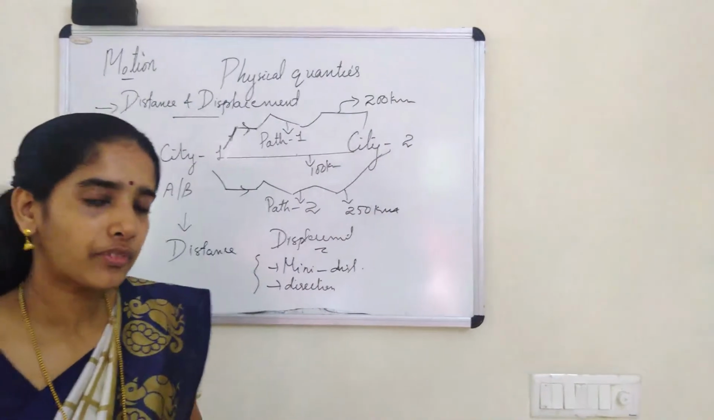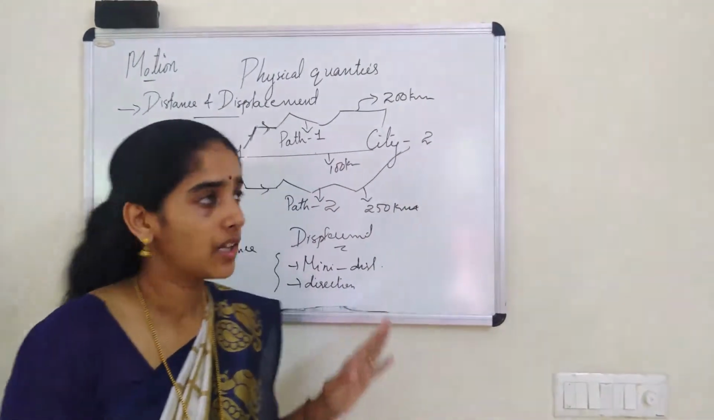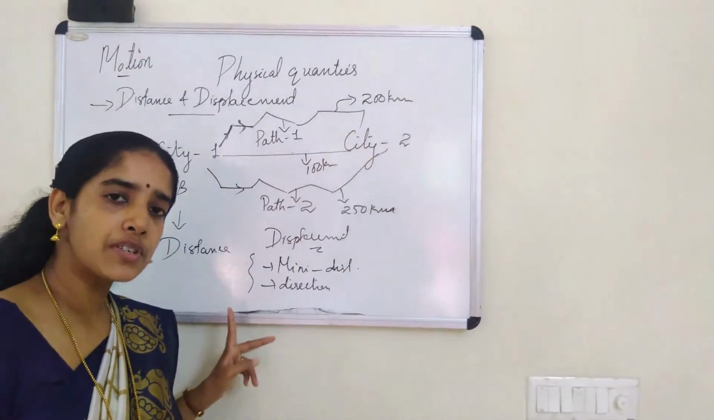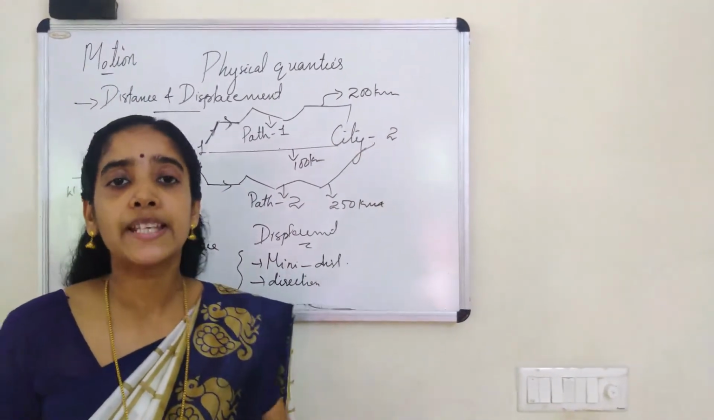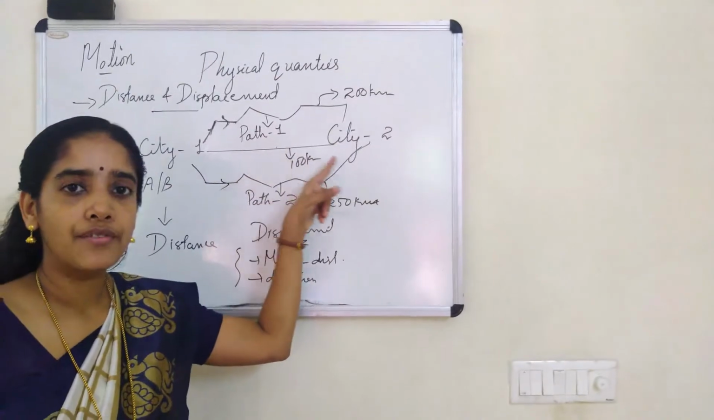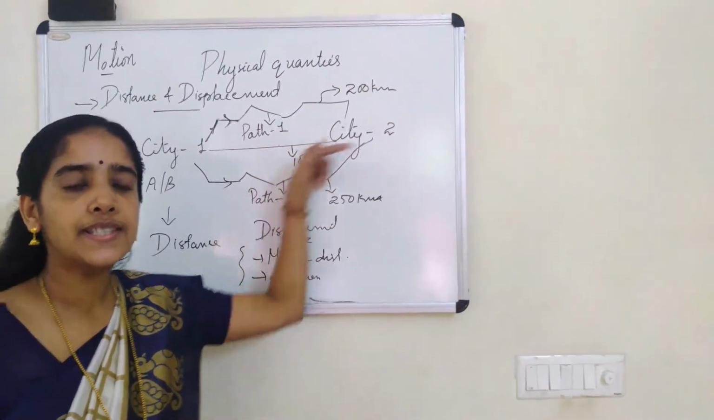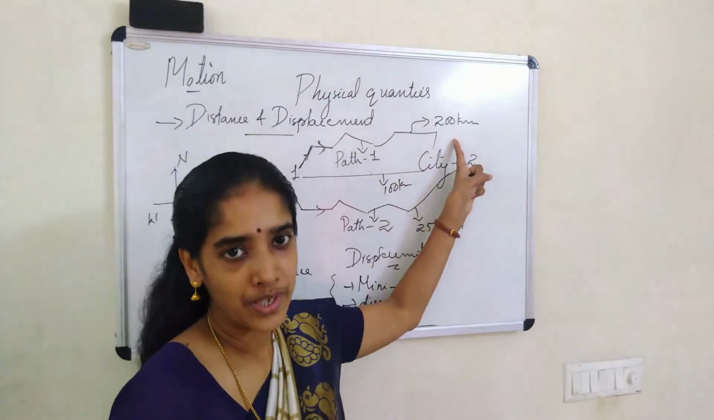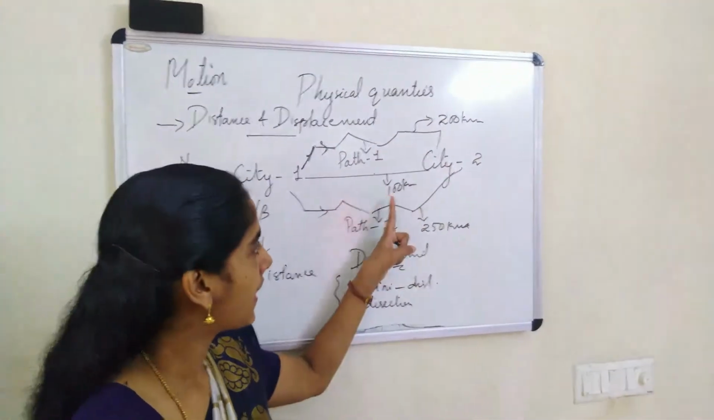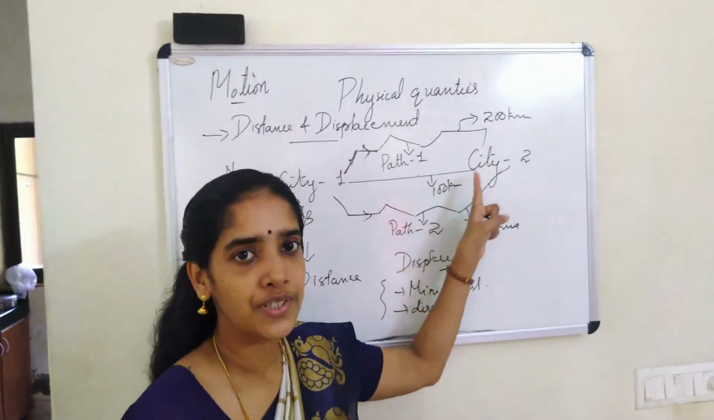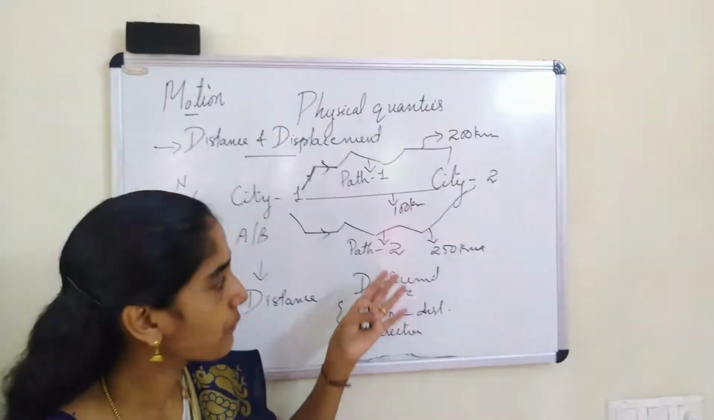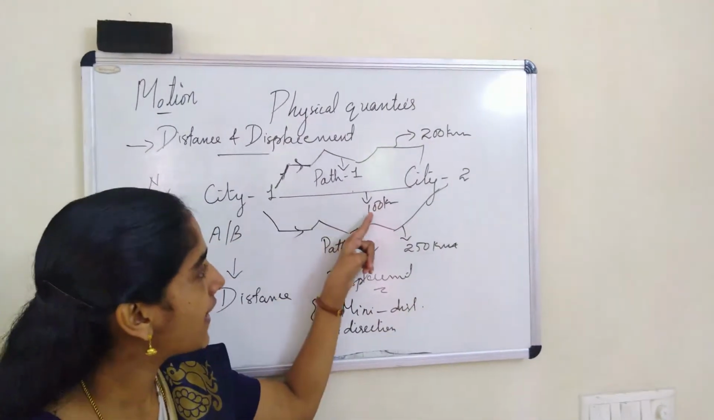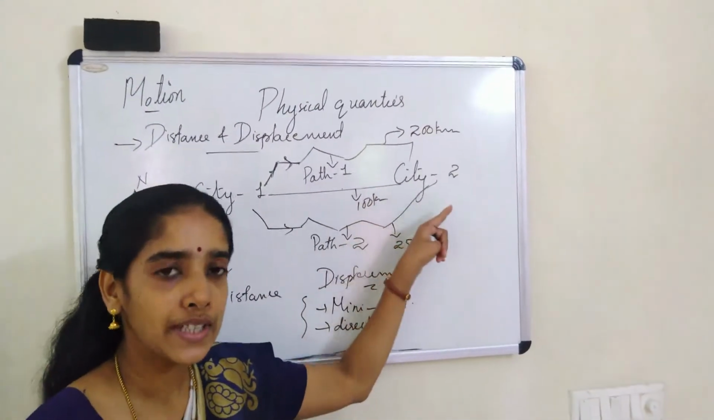Now, let us focus on only object A. So, object A actually selected this path, path 1. What is the distance of the object? 200. But what is the displacement of the object? It is 100 km towards east. So here we see the distance traveled by A is 200, but displacement is 100 km towards east. Now, what about B? Distance traveled is 250, but displacement is 100 km towards east.